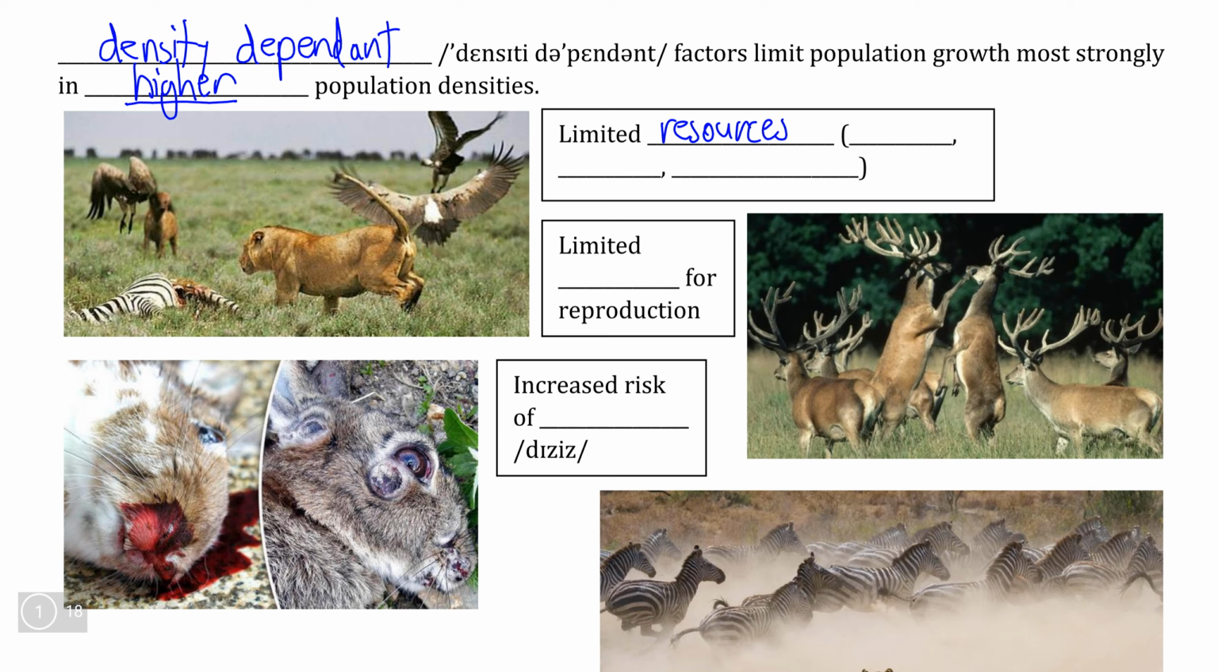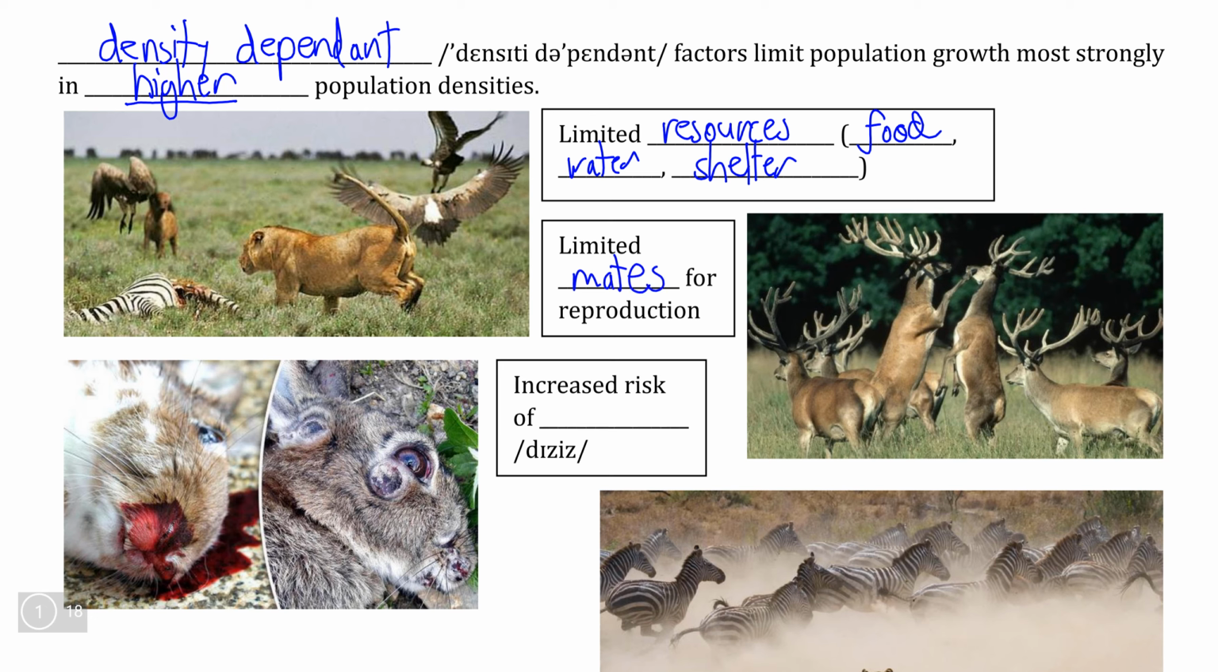And again, these are the big three. The more limited the food, water, and shelter of the ecosystem is in order to support a large population, the more organisms there are, the more they will have to compete with each other for the same resources within that ecosystem.